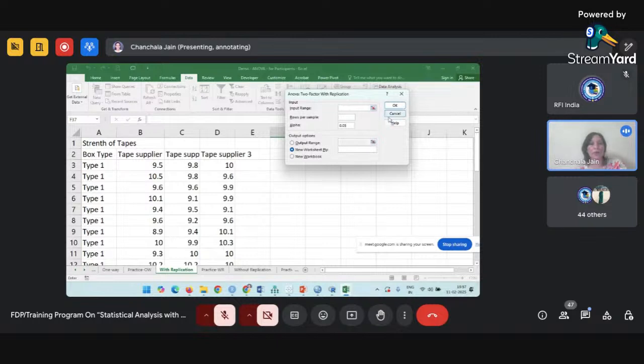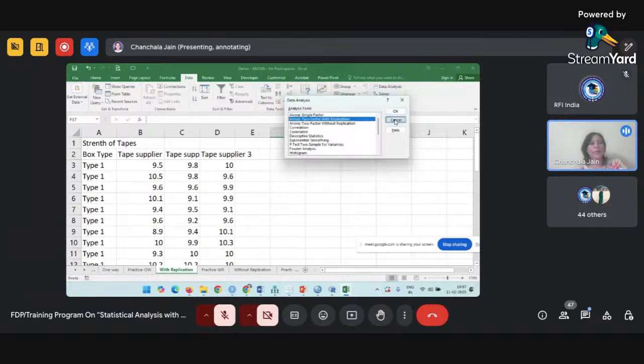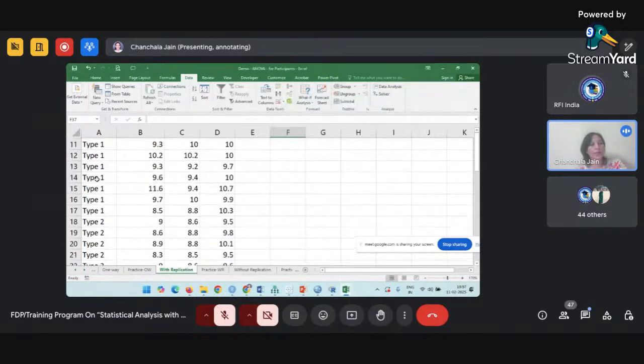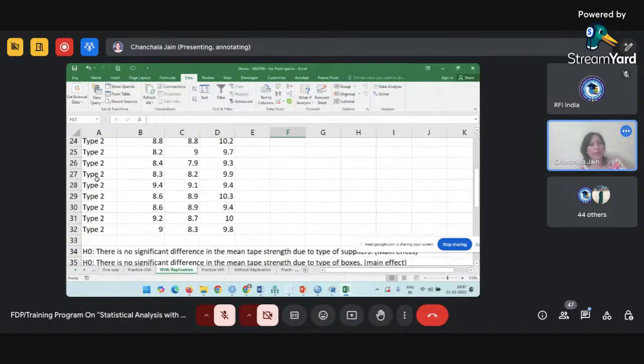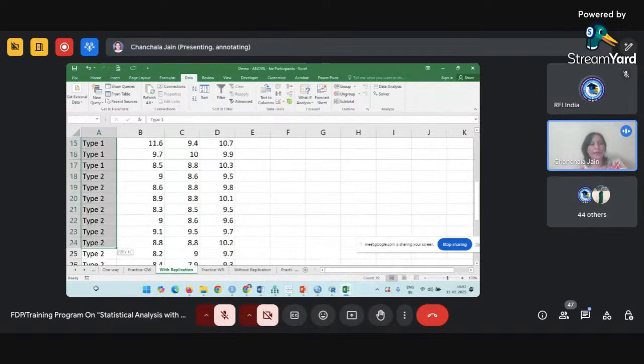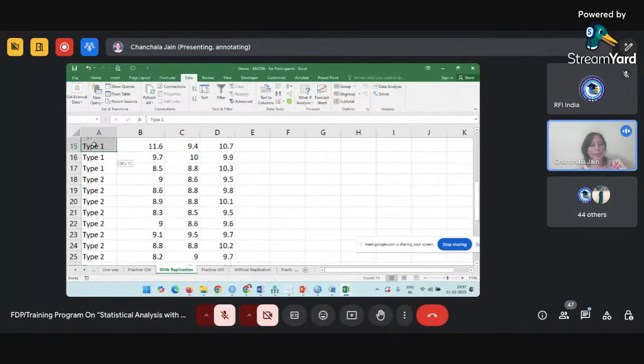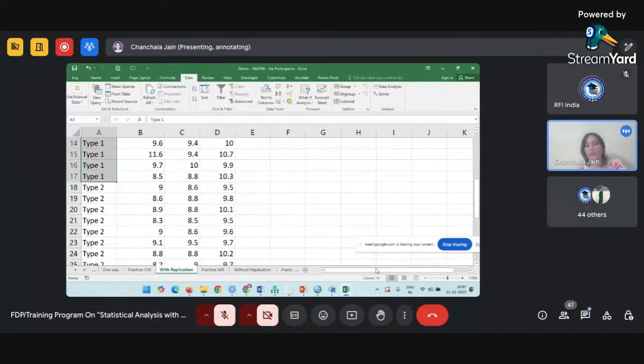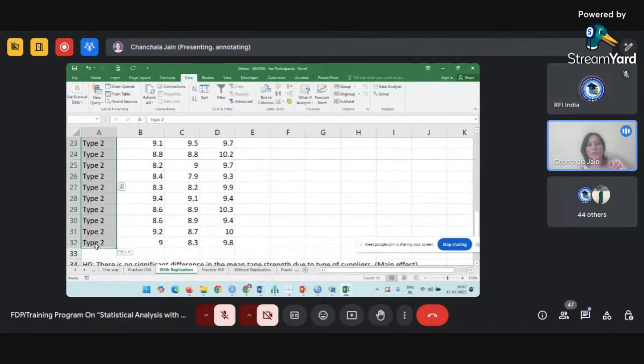In this box type, we have two samples, or two groups, type 1 and type 2, right? Initially I showed you, once I selected type 1, it is repeating till here. So the count is coming 15, right? Similarly, when I'm selecting type 2, you can see the type count is also 15. So this is a must condition, right?